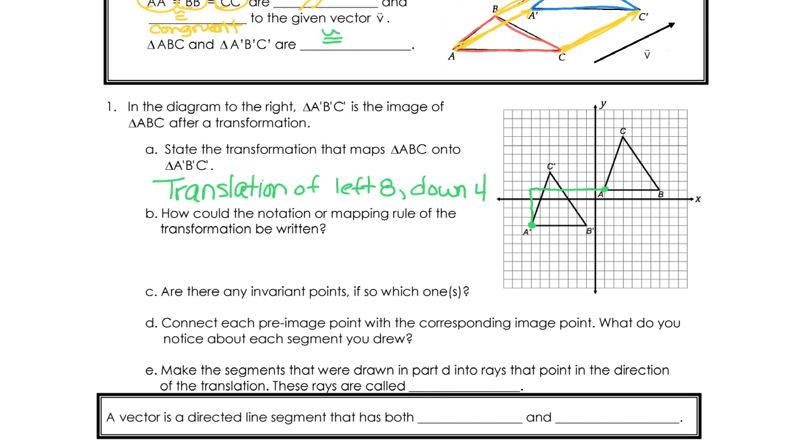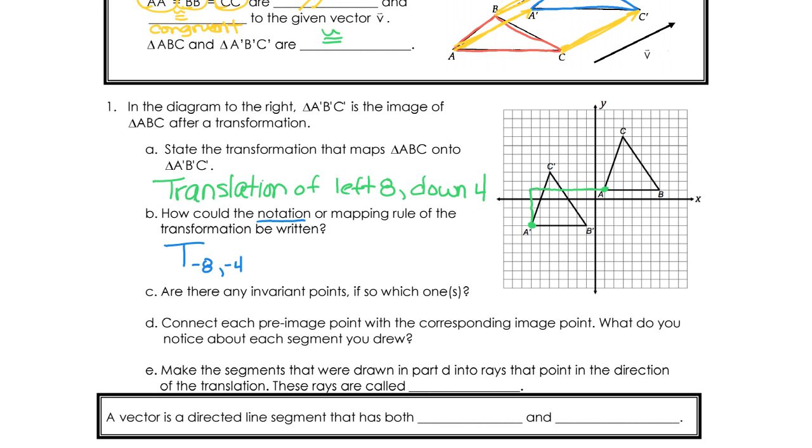We could notate it if we wanted to. And so that's part B. It says, how could the notation or the mapping rule of the transformation be written? The notation would be a big capital letter T instead of writing out the word translation. Going to the left is a negative direction. So we would say -8 since we went to the left 8. And down 4, down is also a negative direction. So we would write -4.